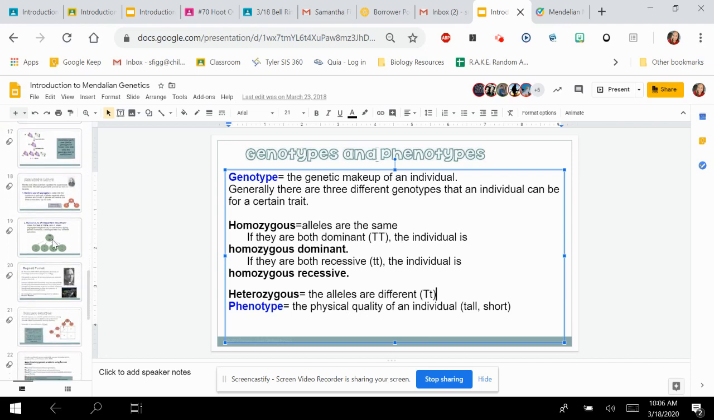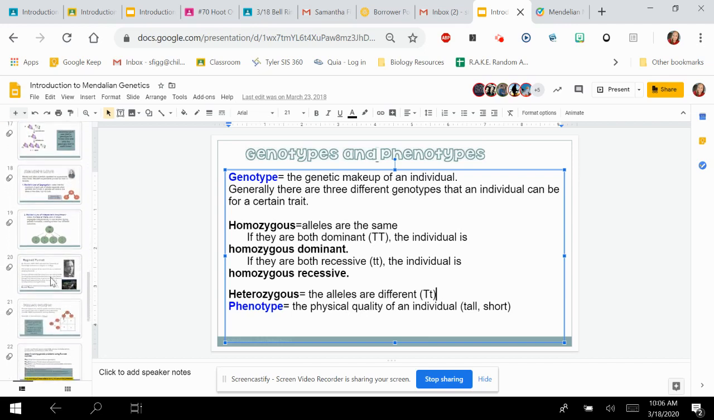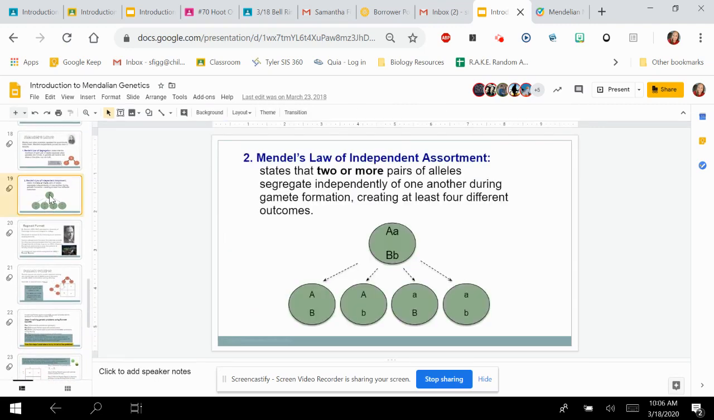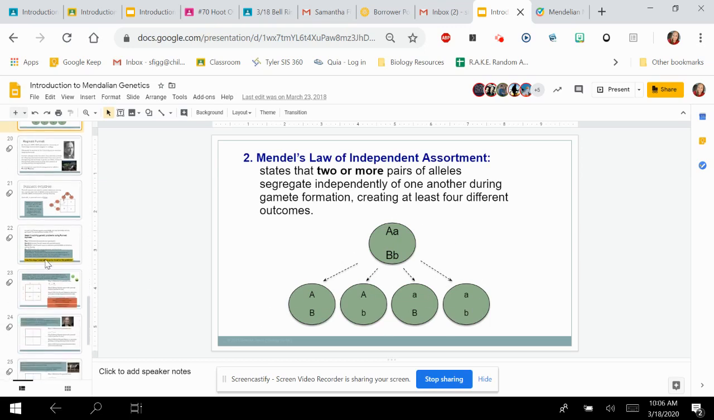So I want to skip forward here a little bit. This should be familiar to you, the law of independent assortment, as well as the law of segregation. So the idea that as we go through meiosis, these genes get separated. The different copies, different versions that we have get separated into the cells. So this should have been review for you guys.